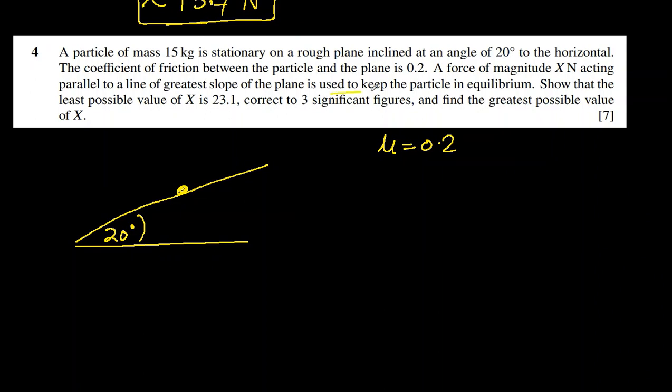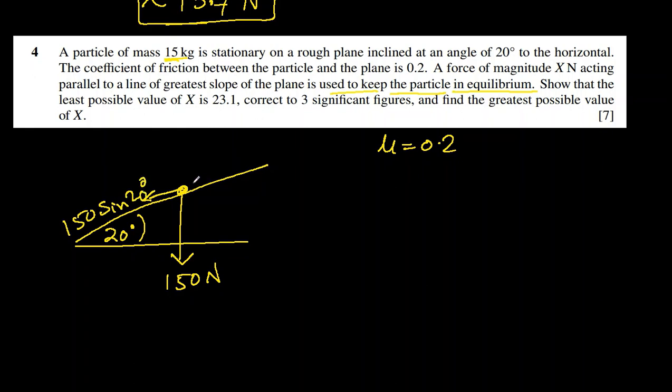So they are saying used to keep the particle in equilibrium. That means particle normally slides down, right? Because of its weight. So what is the weight of this particular particle? It is 150 newtons. Weight is 15 kg times 10. That is 150 newton, right? Mass is 15 kg. The component in this direction which will try to bring it down will be 150 sine 20 degrees.